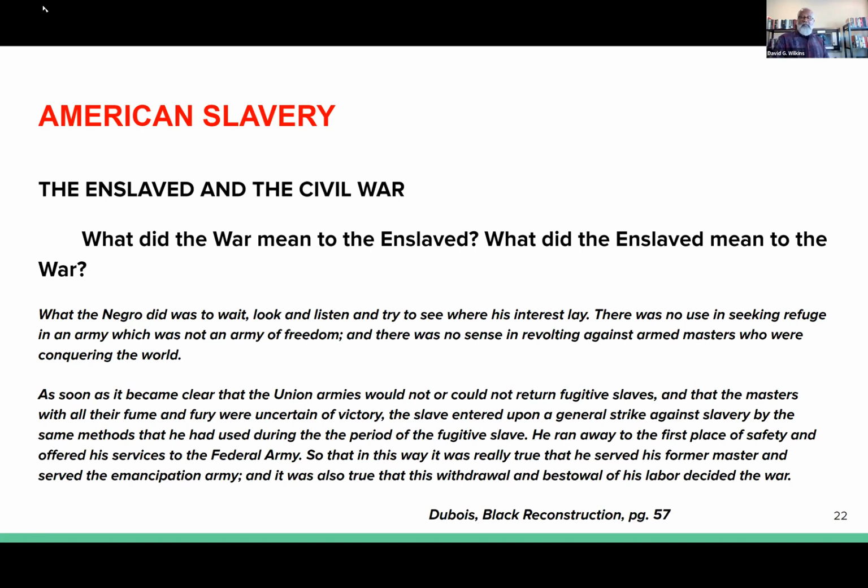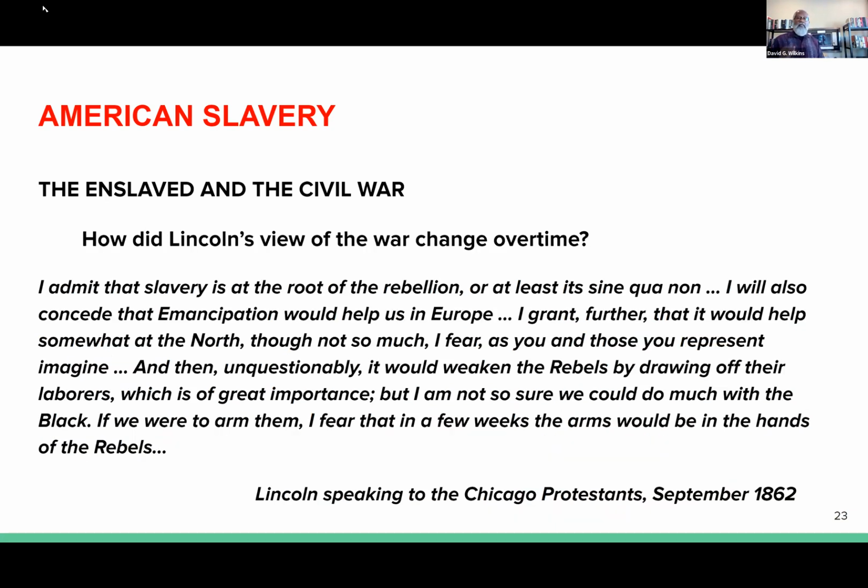No question in Du Bois's view, or mine for that matter, and I think in the view of many historians, that it was the involvement of the formerly enslaved, escaped to the lines, and then many of whom would become soldiers for the Union, that would decide the war. How did Lincoln's views of the war change over time? He was dubious, as most military leaders were, that in fact, if we recruit Black troops to fight the rebels, the arms that are given might end up in the hands of their former enslavers.